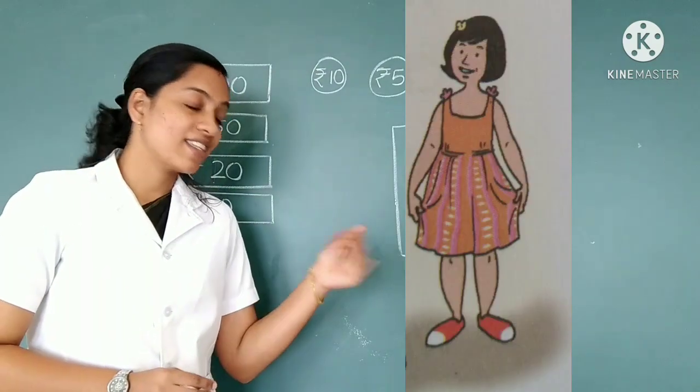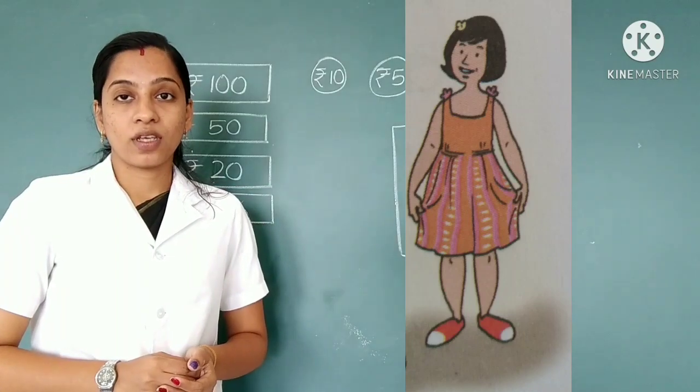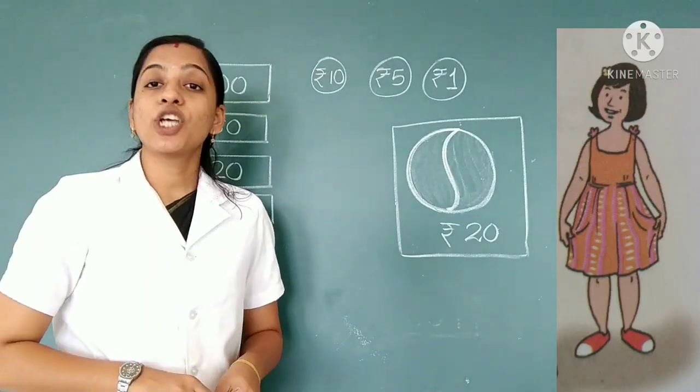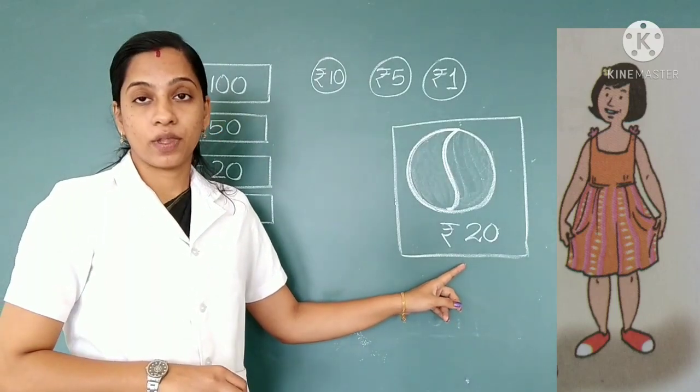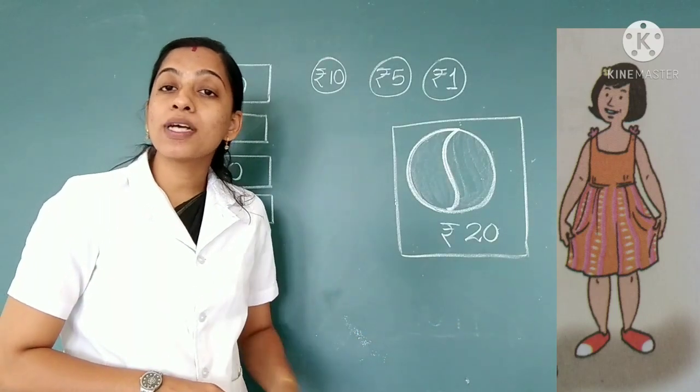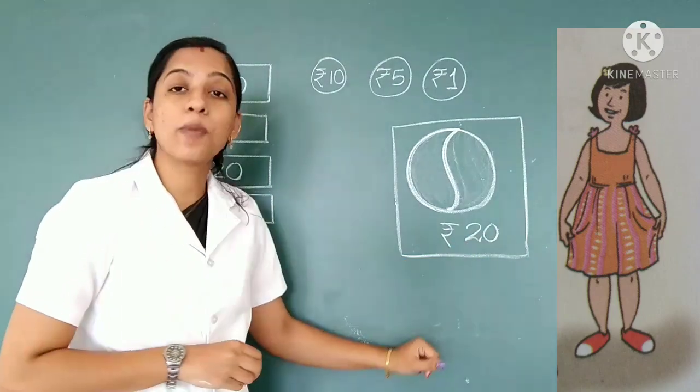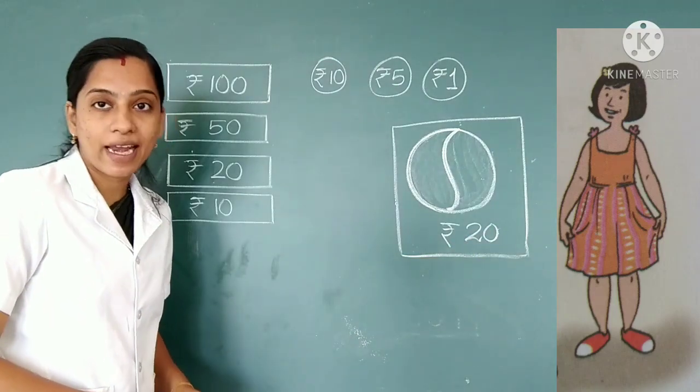See children, this is Mary. She is a customer. She wants to buy this ball of rupees 20. Tell me children, how much she should pay to buy this ball? Which note should she select?